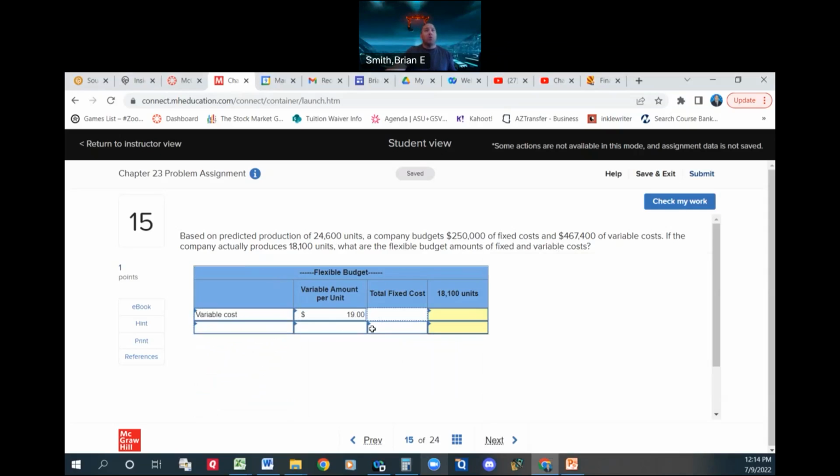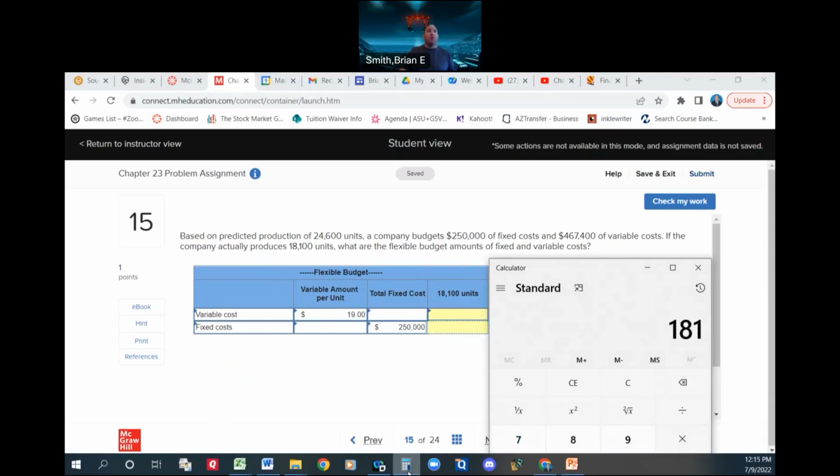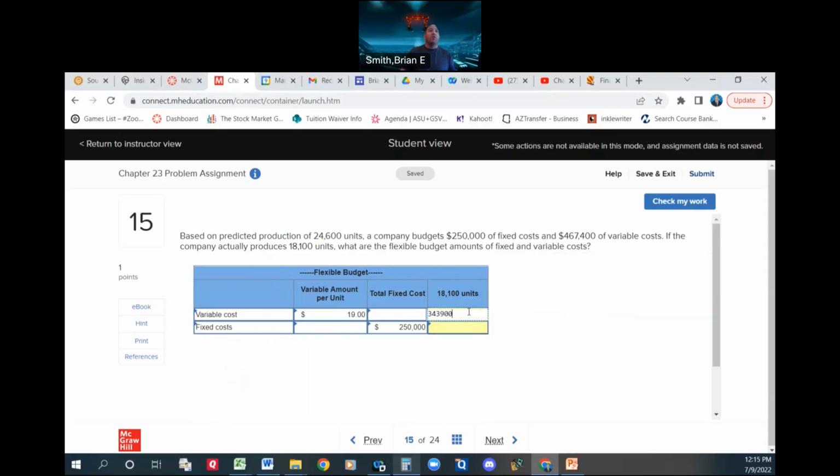That should be pretty straightforward. Down here, we're going to say fixed costs. Well, fixed costs don't vary based on the number of units. It doesn't matter how many units we make, it's going to be whatever our fixed costs were. So now we need to find out what our total variable costs are based on the 18,100 units. We're going to take 18,100 and multiply it by $19. So we should have 343,900, and our fixed cost should still be the same amount.